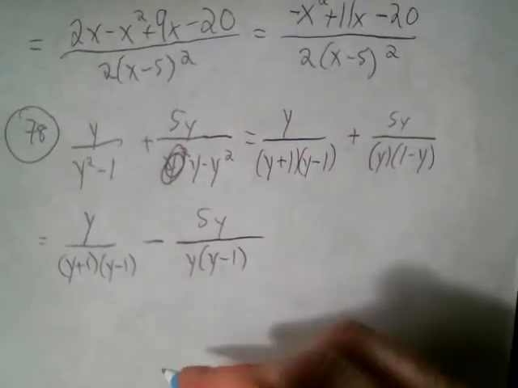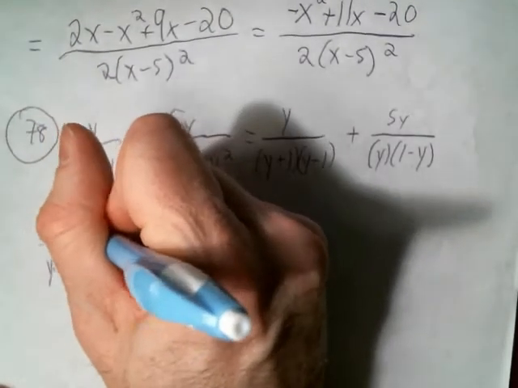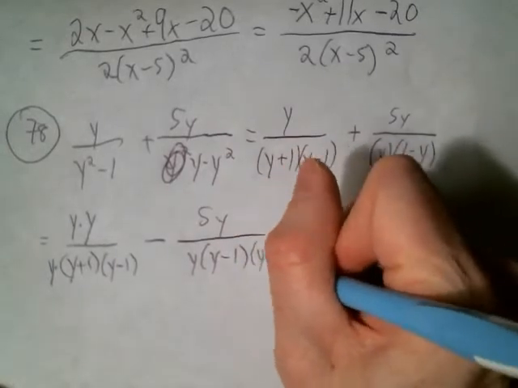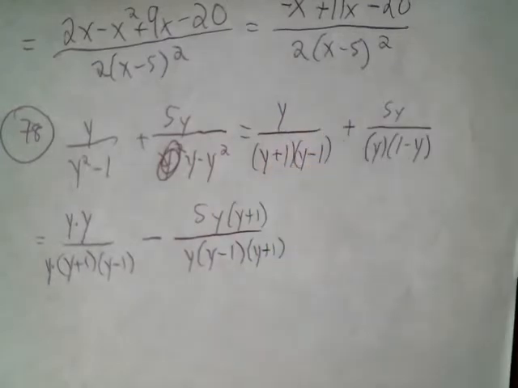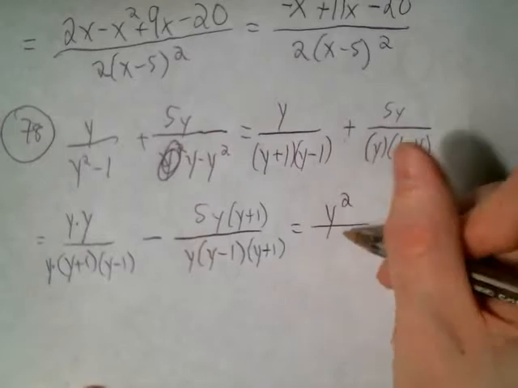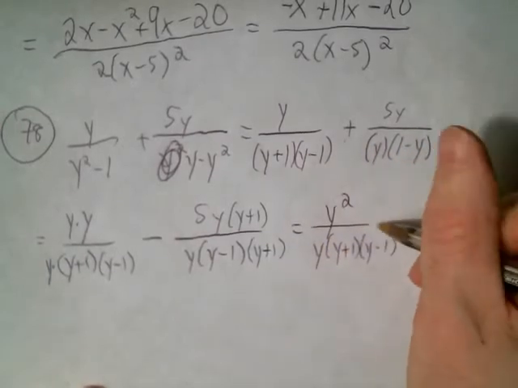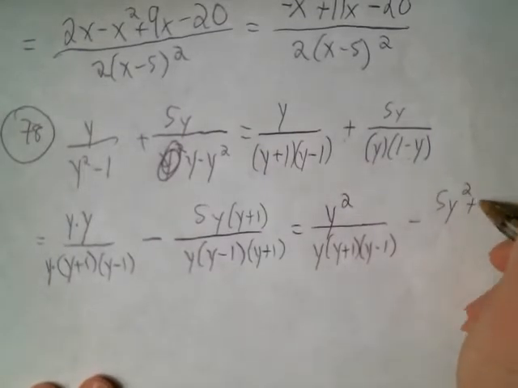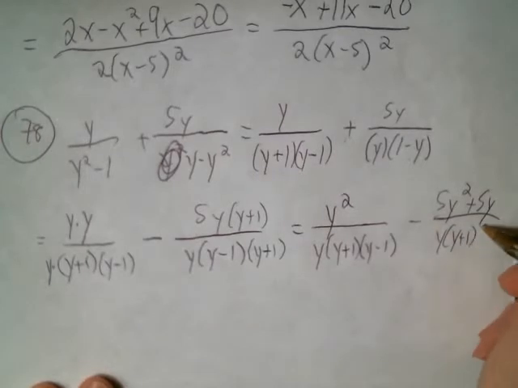Now I'll worry about fixing the denominators. So I need a y in the top and bottom on this one. And over here, this guy's missing a y plus 1. So I'm ending with y squared all over y times y plus 1, y minus 1, minus, if I distribute, 5y squared plus 5y all over y times y plus 1 times y minus 1.